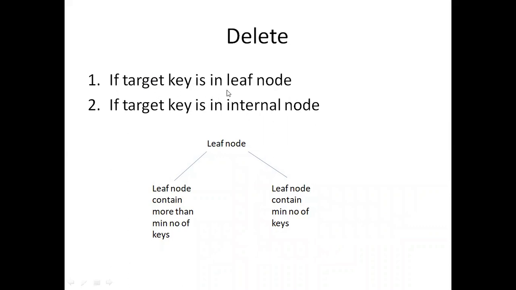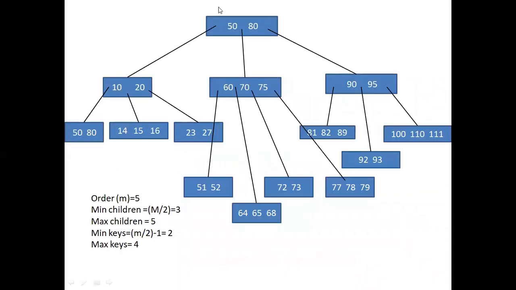If the target key is in a leaf node, this is one condition. The second condition is if the target key is in an internal node, so any node other than the root and leaf node. If it is in between, in an internal or intermediate node, that is the second condition. And this is your given B tree of order 5. So order, that is m equal to 5, is already given here.